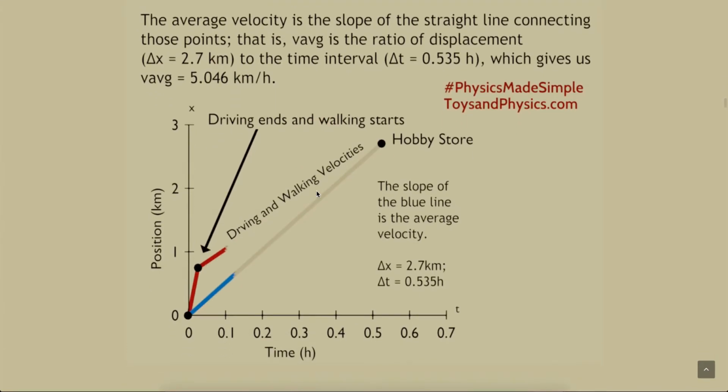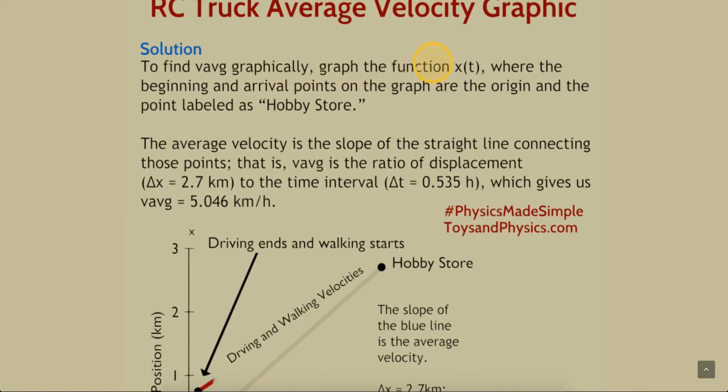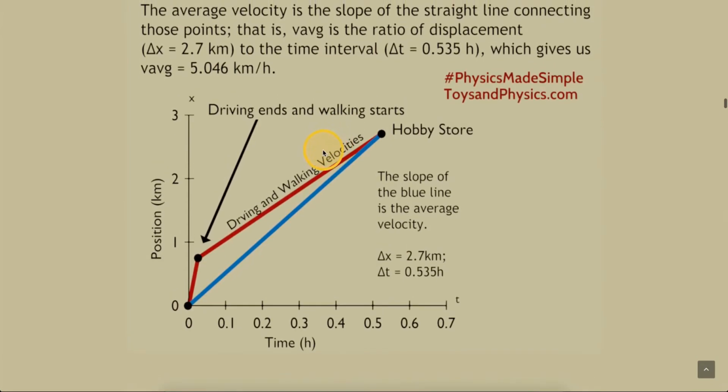I want to go over the graphic with you. So we have a y-axis that will represent the position in kilometers, and we have an x-axis that represents time in hours. When we have to graph the function of x(t), x depending on time, we pretty much do it this way. We go with time on the horizontal axis and with the position on the vertical axis.